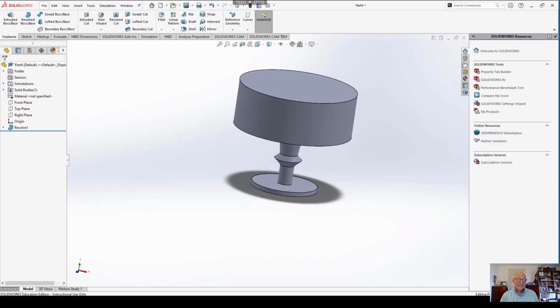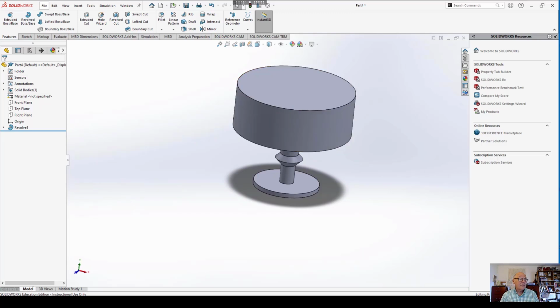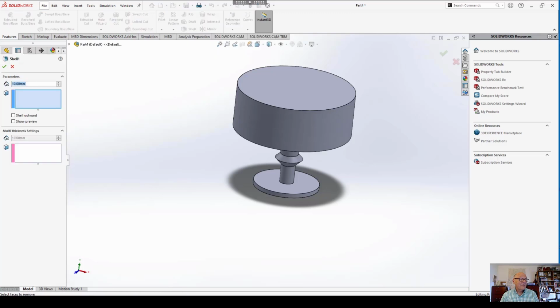clunky. But just to show you how the shell function works, if I go up and pick shell, I can find it right there under features, and then select any surface that I don't want included, and then give it a dimension for the thickness of the shell. 10 millimeters would be too thick, I'm thinking. So let's go with 2 millimeters, and then pick the green check.